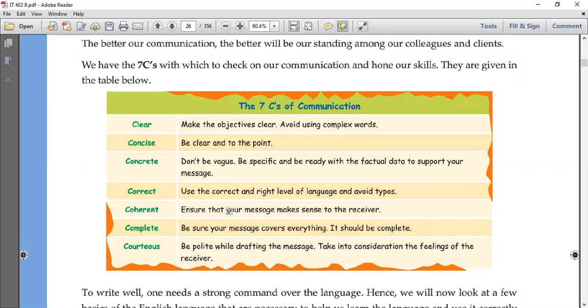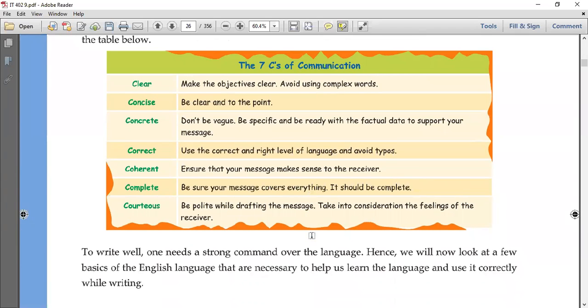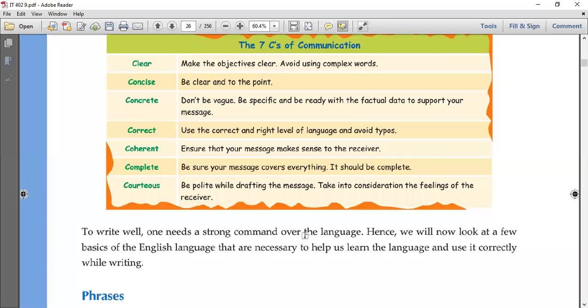Coherent, ensure that your message makes sense to the receiver. So if you are writing certain things to somebody, it should be helpful and meaningful for that person, the receiver who is receiving that message. ठीक है, वो correct हो, उसके फायदे का हो, उसके मतलब का ना हुआ तो फिर उसका लिखने का फायदा नहीं है. And it should be complete, meaning it should cover everything that you want to say, right? It should not be incomplete, right?